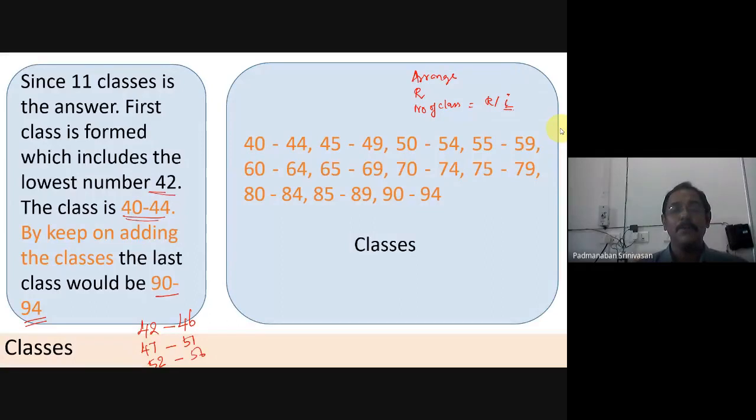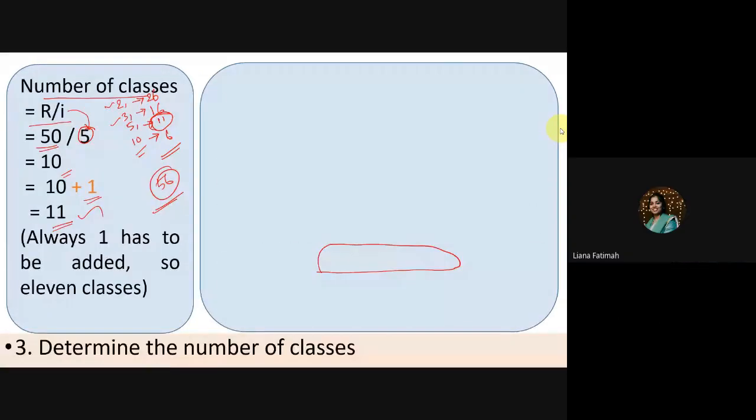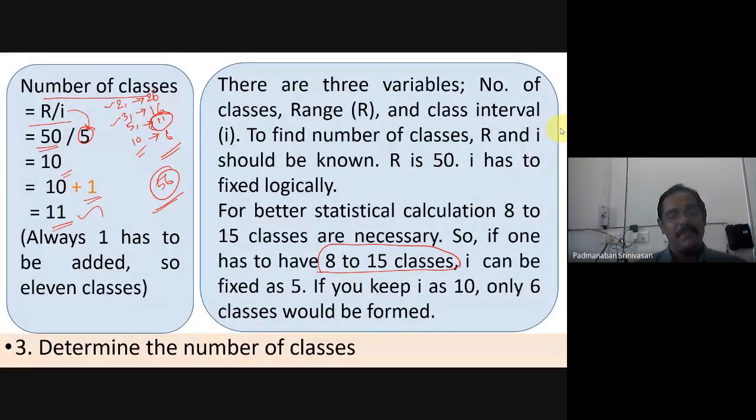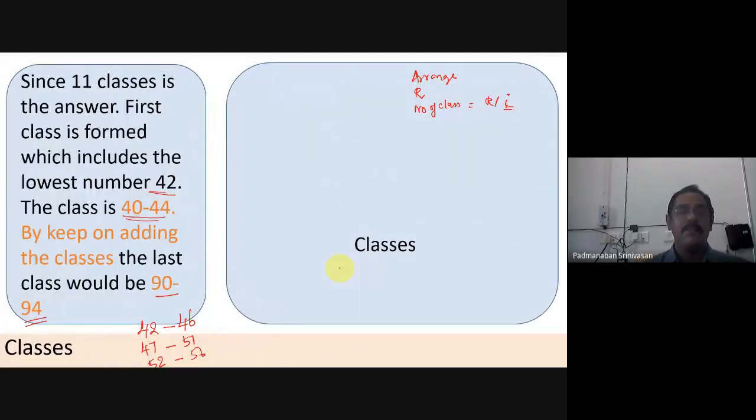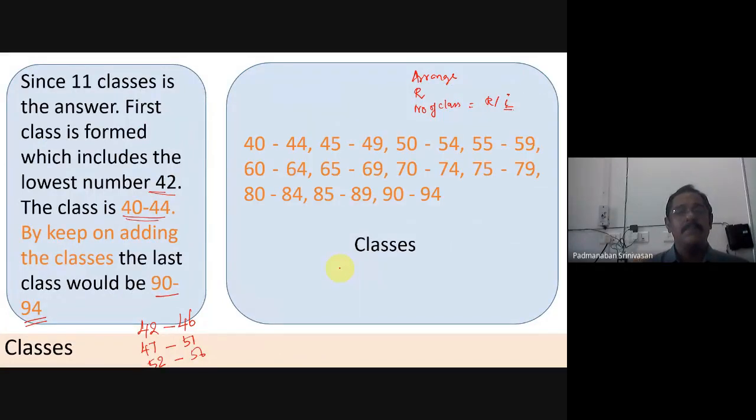Oh, good. So I is the class interval. How to find I? We have to have 8 to 15 classes. In that way, you have to choose the denominator I so that the number of classes is between 8 and 15. In that way we have to select I. Right. So this is how we have done, and then the rest will be easy.